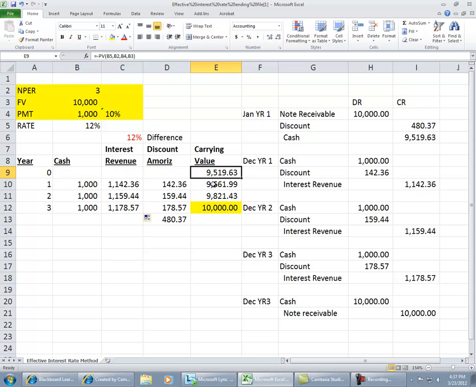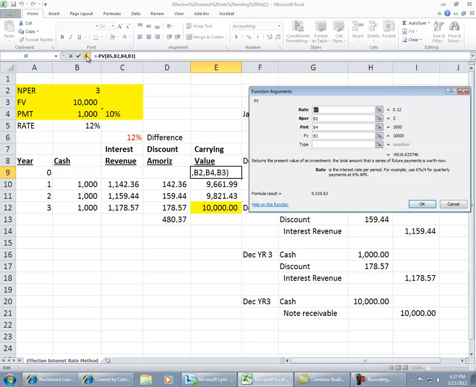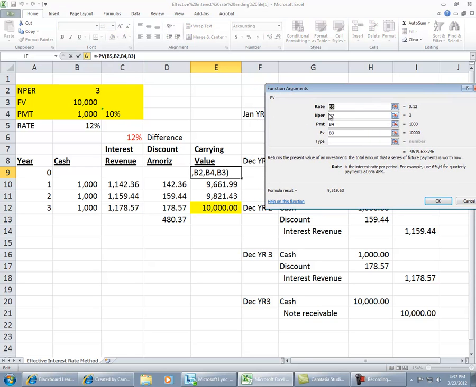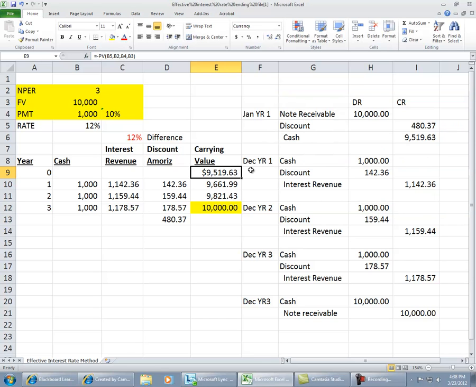The carrying value of that note at the date of issuance is determined through a present value calculation. The rate is based on the market, so the 12% is what we're going to discount that note over. The period is 3 years, the payment is the $1,000, and the future value is the $10,000. So the carrying value is calculated as 9,519.